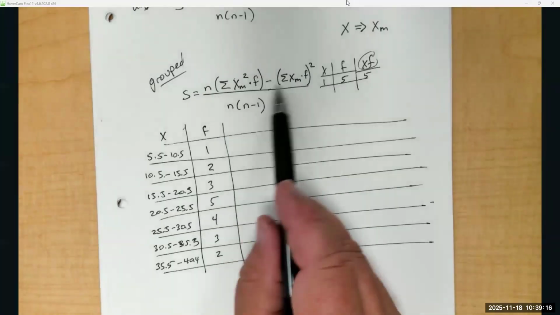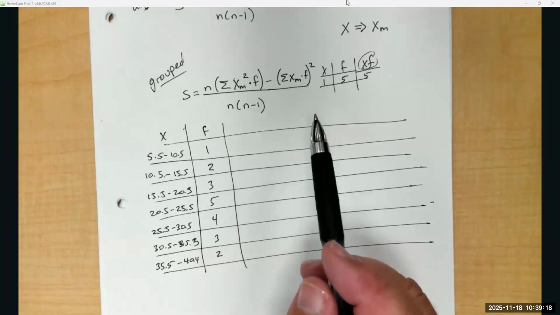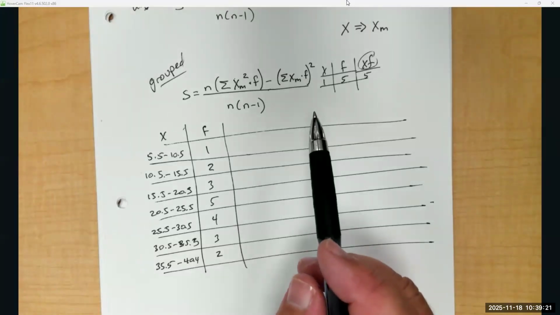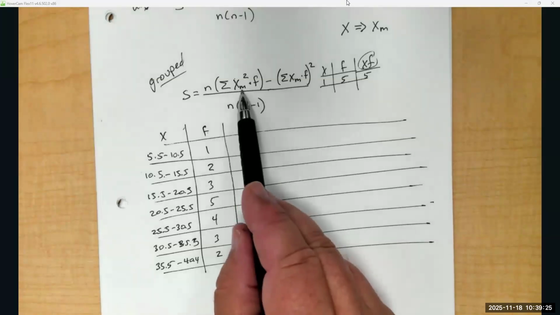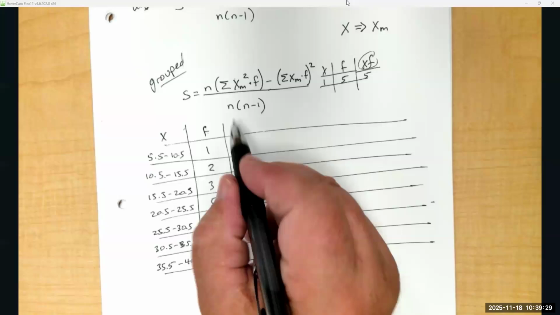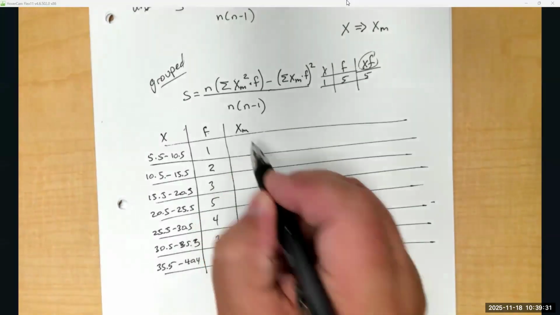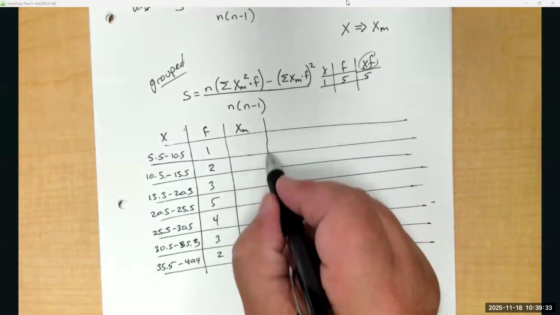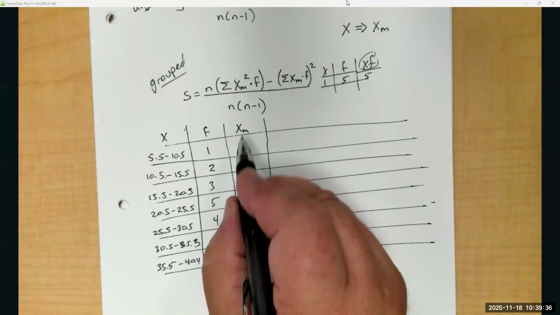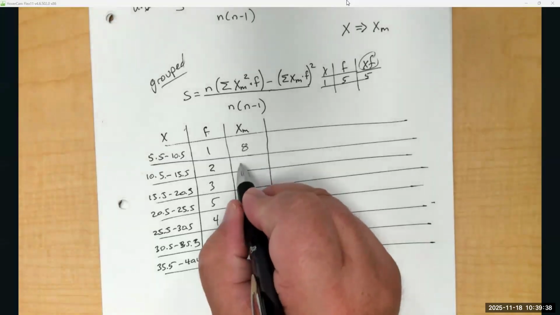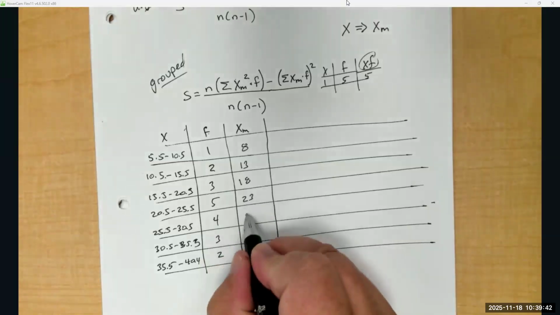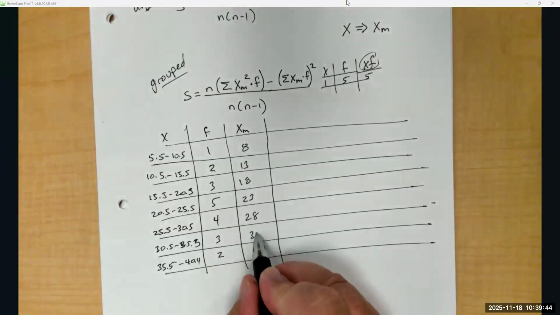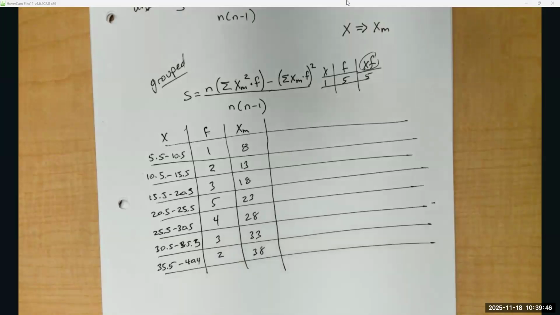There's no cumulative frequency there. Do we have F right there? Do we have X sub M? What is X sub M? The midpoint. So we have to find the midpoints. And we found there's 8, 13, 18, 23, 28, 33, 38.